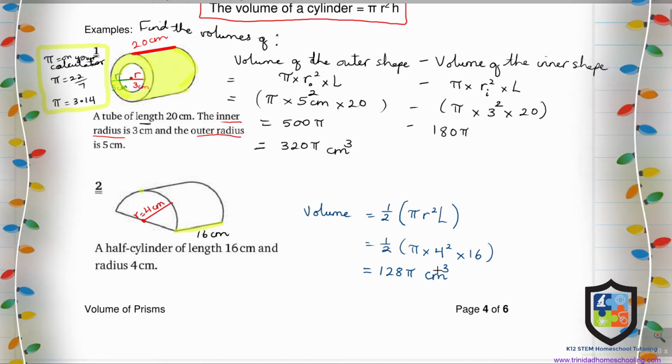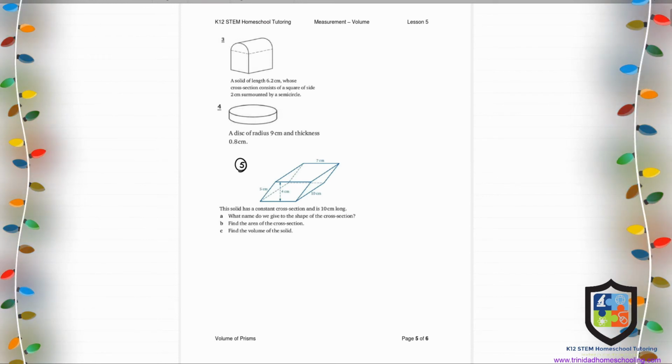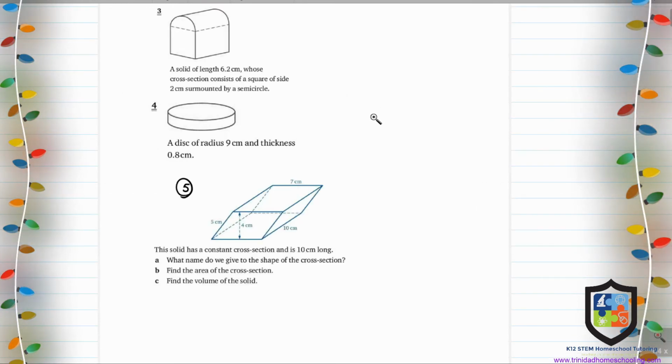Alright, so simple enough. You just need to be careful about what they're asking you to find. Alright, so in this case it was the volume of the solid, right, not the hollow part, and here it was half of a cylinder. Right, so we have some other examples here.